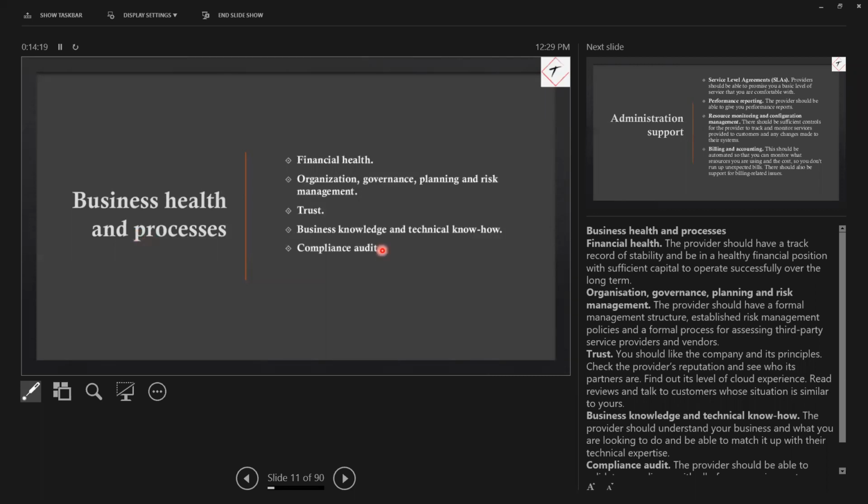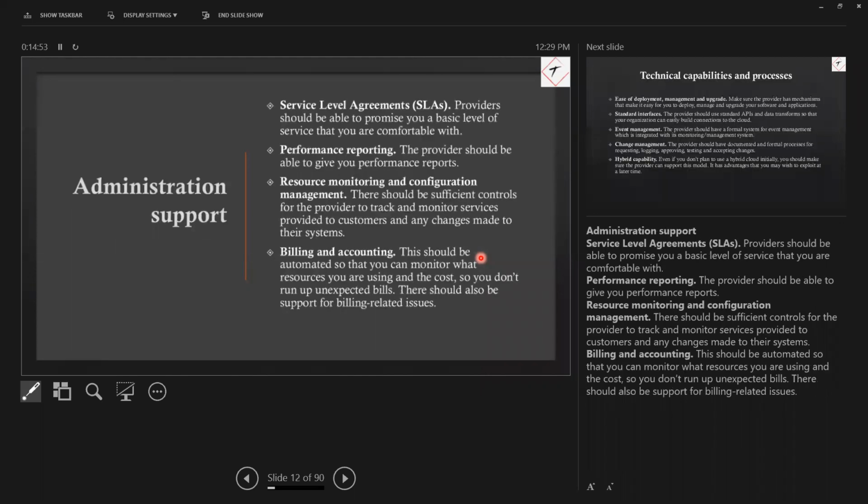You would also need to know what governance plan and risk management they have. How can you trust this particular company? And business knowledge of this company, experience and technical know-how. And also in terms of compliance, what are the different global compliance and regional compliance they follow? Are they having audits on time to ensure all the compliance needs are met? So these are some of the things you need to keep in mind.